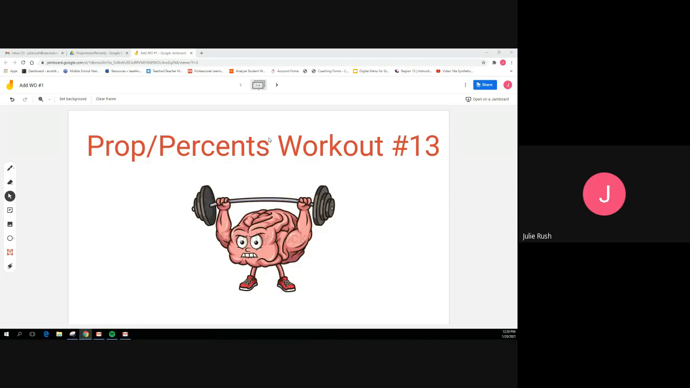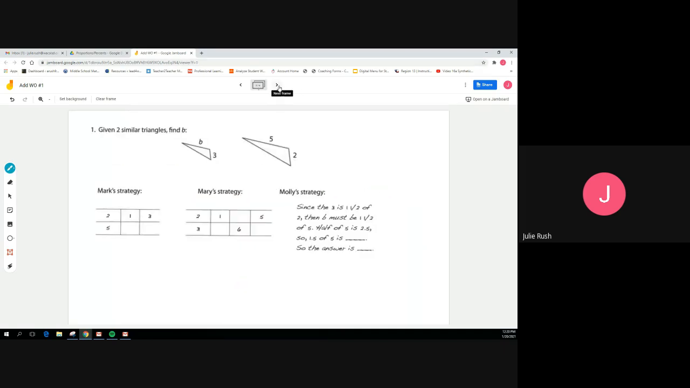Hi guys, we're back for our proportion and percent workout number 13. We are still working with triangles. Remember, we're working with similar triangles, which means that shape is the same, ratios from sides are the same, angles are the same, but they are not the same size.